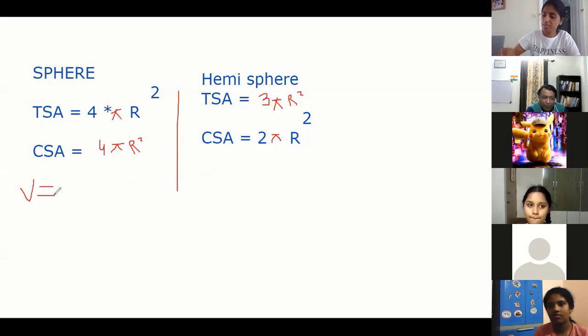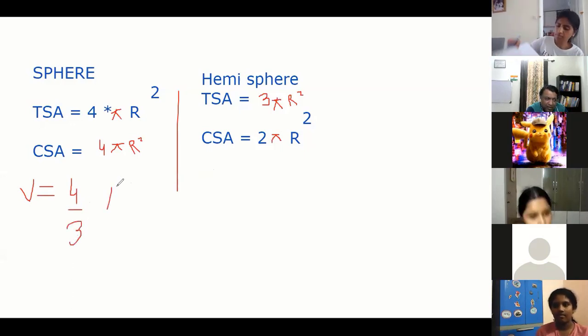The last part is the volume. The volume of a sphere is given by the same experiment, 4 by 3 pi r cube.